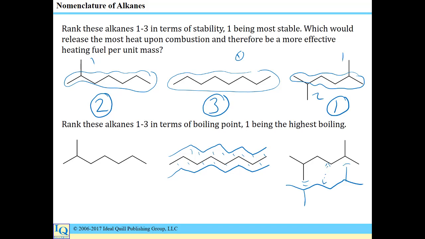So the more branches you have, the lower the strength of the intermolecular forces, and therefore the lower the boiling point. They're not held together as tightly into the liquid state. It's easier to make them into a gaseous state. So the most branches has the lowest boiling point. The fewest branches on the compound leads to the highest boiling point. And then the one in the middle is the second highest boiling point with only 1 branch coming off.